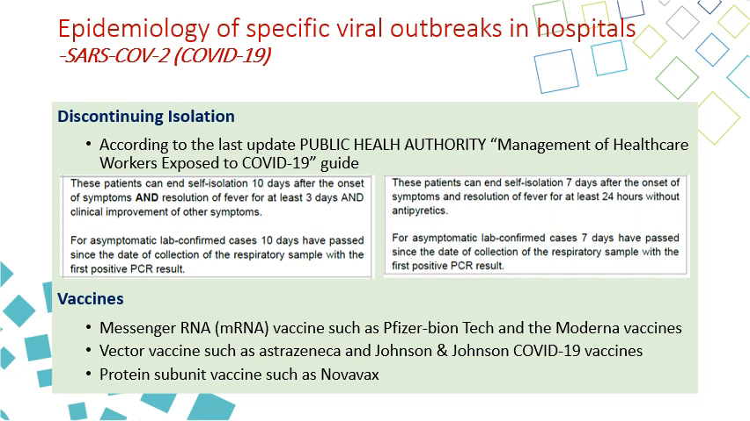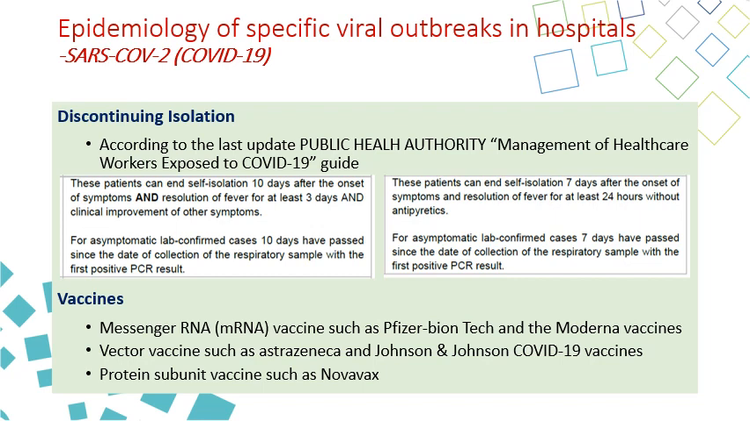Discontinuation of isolation: you should check the MOH guidelines for this. We copied for you here two guidelines. On the left is for somebody who has mild to moderate symptoms and is not vaccinated. You should stop droplet and contact isolation after 10 days from the symptoms, ensuring that 3 days have passed without fever and without taking any antibiotics, and clinical improvement of other symptoms like cough, not necessarily that cough stops, but at least improves.